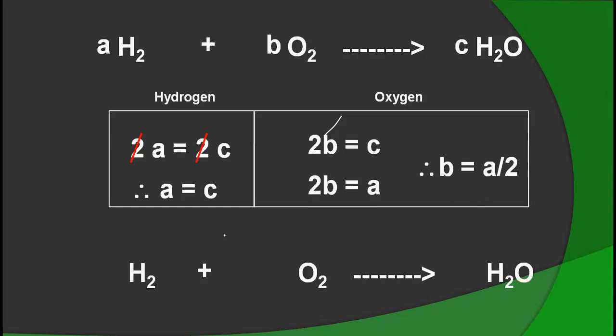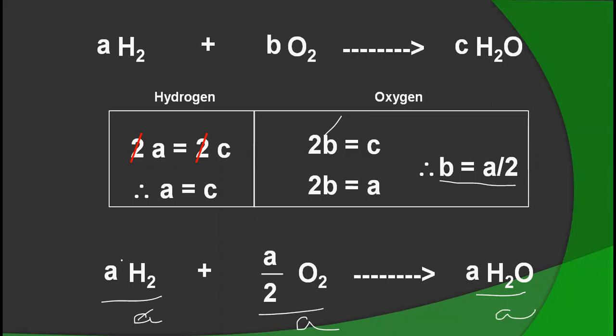Let me write that unbalanced equation once again, and let me keep A as such. Instead of B, I'm going to substitute A by 2. And instead of C, I'm going to substitute A, because C is equal to A. Now dividing all the reactants and products by A, because A is common. If I divide it, A gets cancelled. So there is no need of dividing, just mention cancelling A.